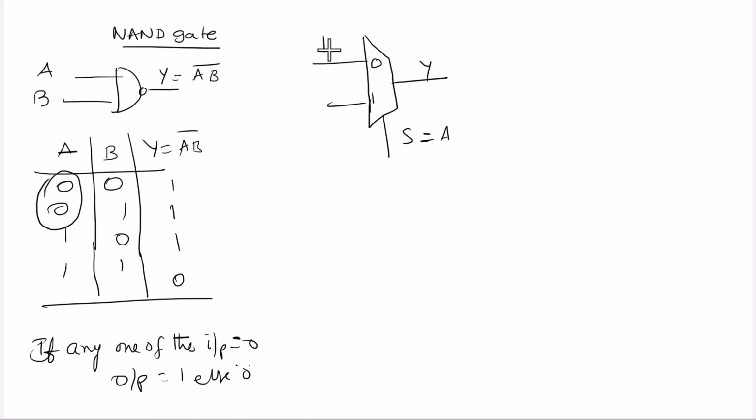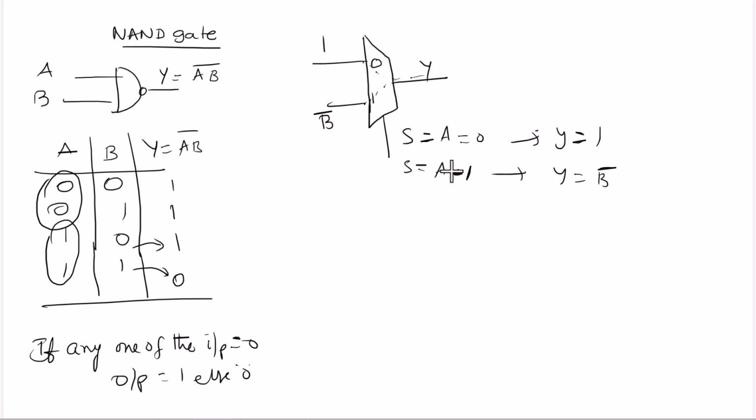So here if you put 1, then 1 is directly routed to the output, right? If S is equal to A is equal to 0, this 1 will come here. In the second case, if S is equal to A is equal to 1, and this one is selected, 0 will be transferred as 1 and 1 will be transferred as 0, so you can write that as B bar. So B bar will be routed to the output, Y is equal to B bar. So here Y is equal to 1, and here Y is equal to B bar. Okay, so the same expression you can implement here.